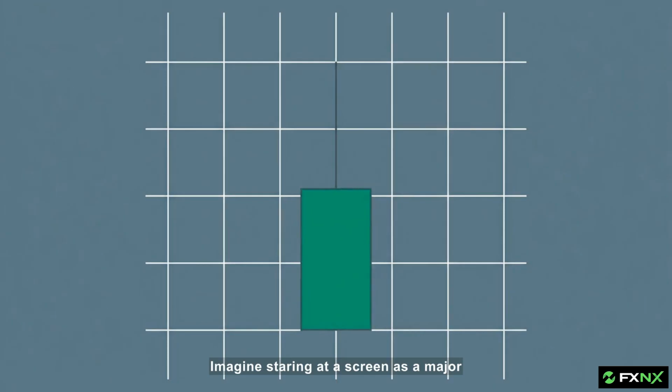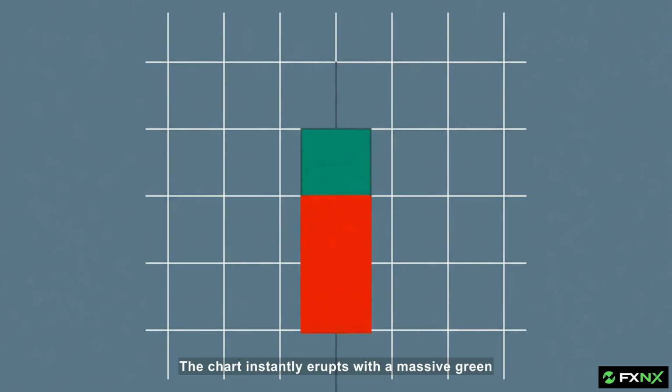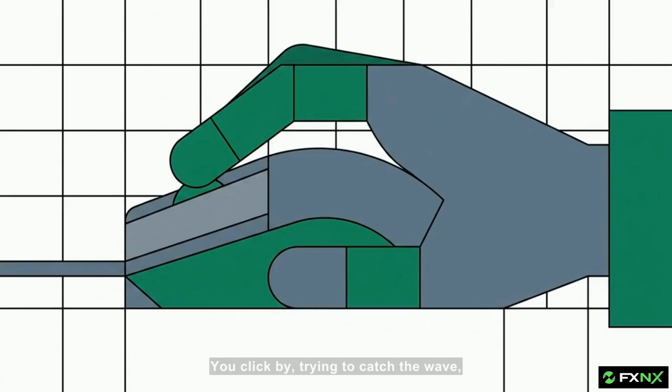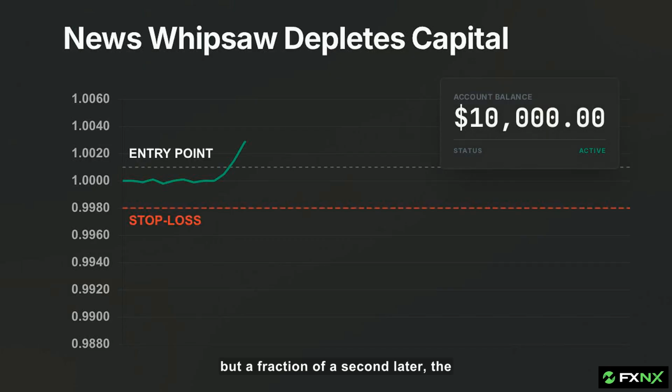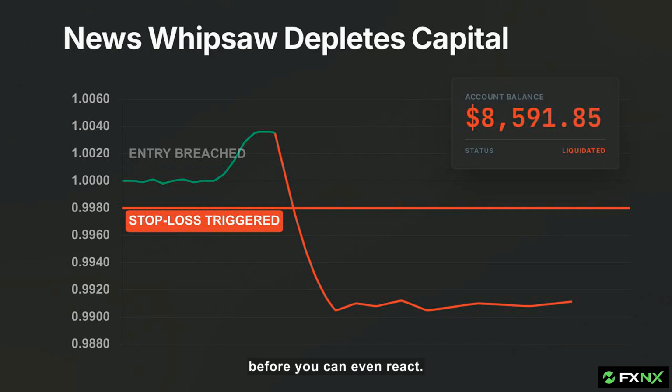Imagine staring at a screen as a major economic report drops. The chart instantly erupts with a massive green candle. You click buy, trying to catch the wave. But a fraction of a second later, the price reverses. It violently crashes through your entry point, blasts past your stop loss, and drains a chunk of your account balance before you can even react.